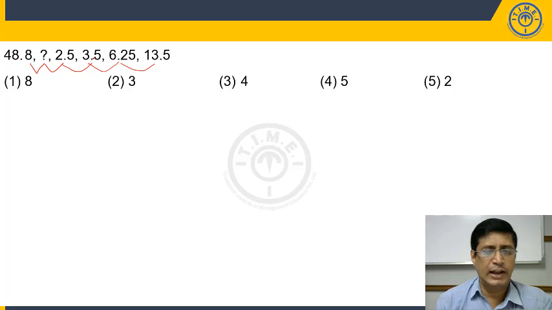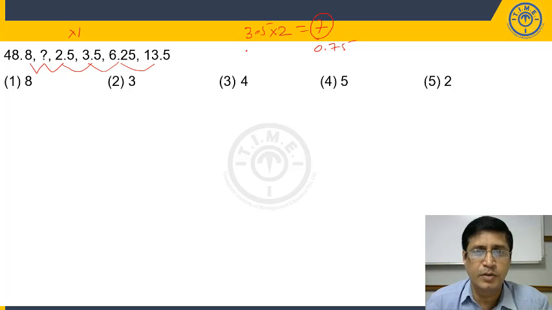What about the value in this one? 2.5 into 1 is equal to 3.5. But here it is not into 1. 3.5 into 1 is 3.5 only. 3.5 into 2 means it is 7. But it is not 2 times. So 2 times of 3.5, how much is it? It is 7. But how much less is it? It is 6.25, not 7.